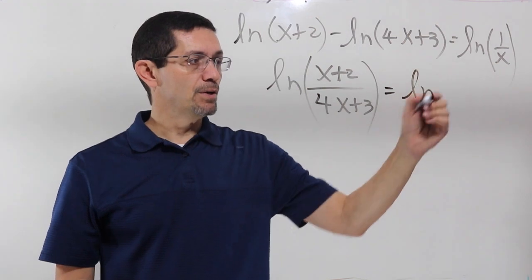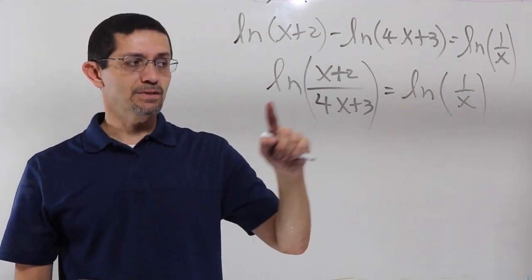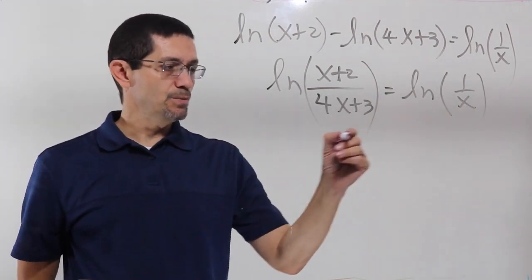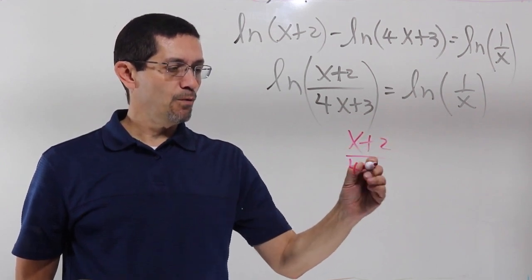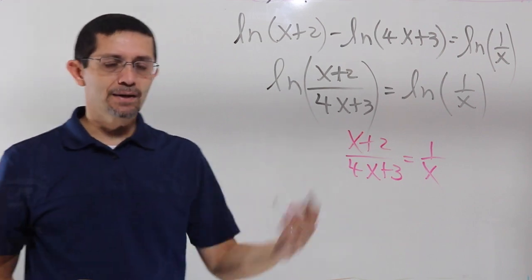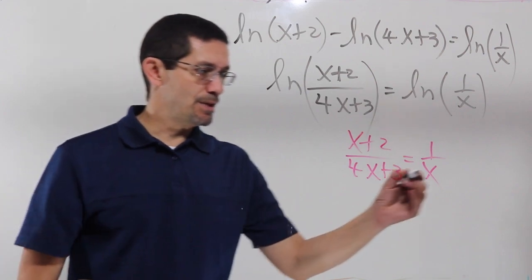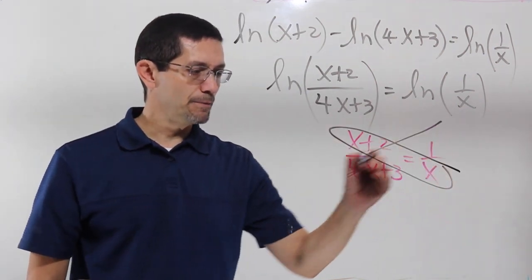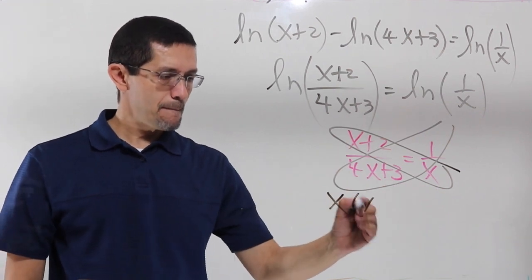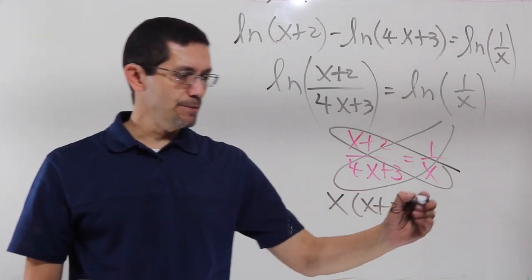Equals ln of 1 over x. Natural log, they're the same base. Therefore, my arguments are equal. So I have x plus 2 over 4x plus 3 equals 1 over x. And now I have to solve this. Because I have a fraction equal to a fraction, the easiest way to start is to cross multiply. Therefore, I have x plus 2 times x equals 1 times 4x plus 3.